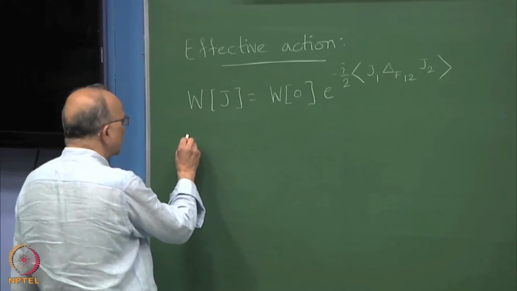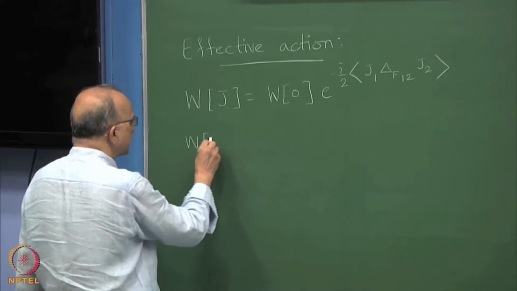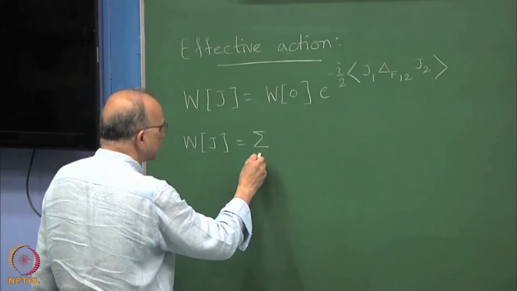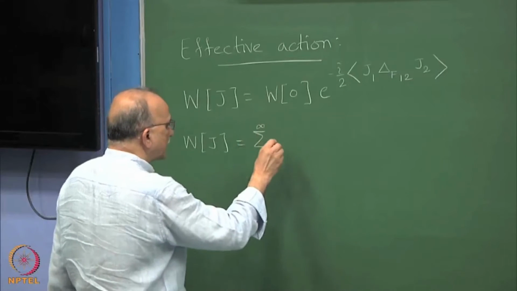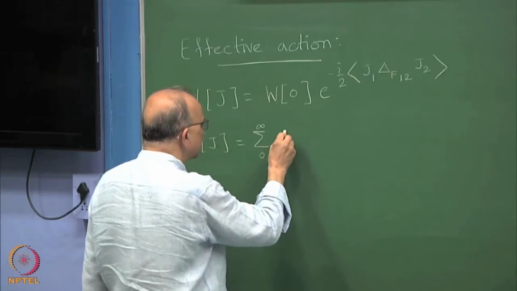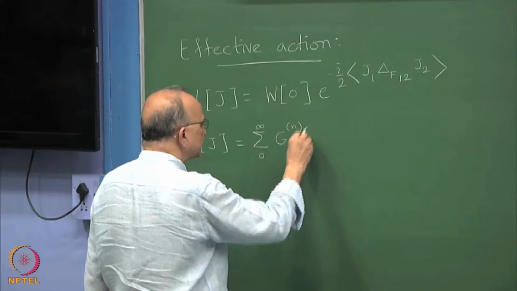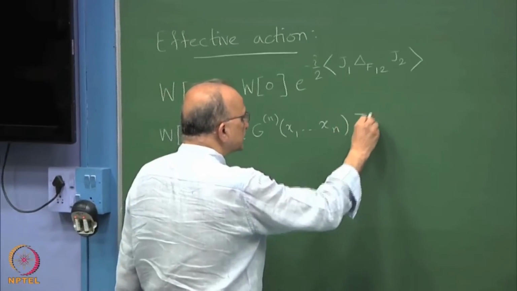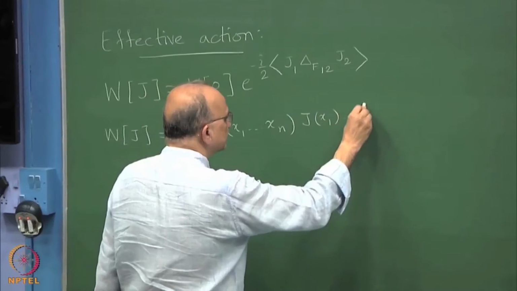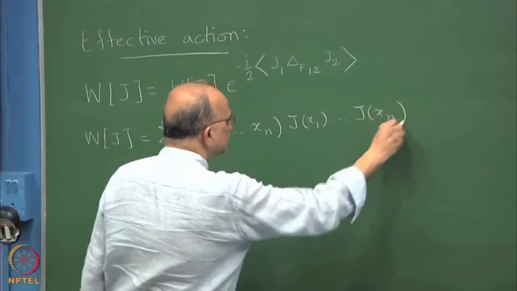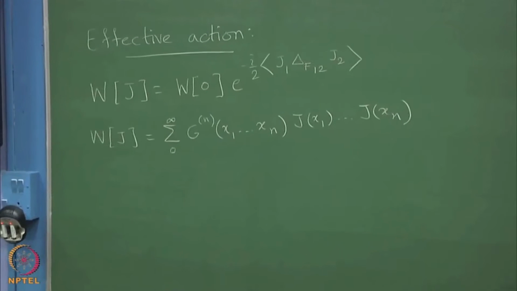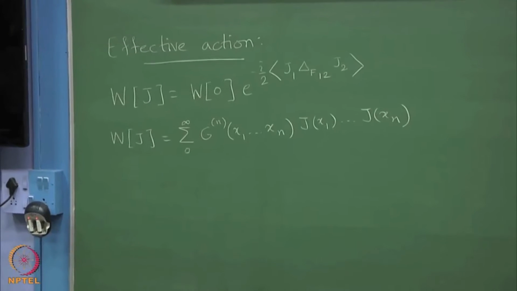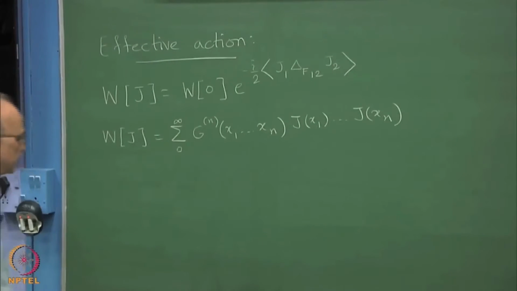One is that this W generates all the possible Green's functions. So W of j can be expanded as a sum from 0 to infinity, in principle, of Gn(x1, x2, ..., xn) j(x1) j(x2) ... j(xn). Okay, and the zeroth order is 1, G0 equal to 1.